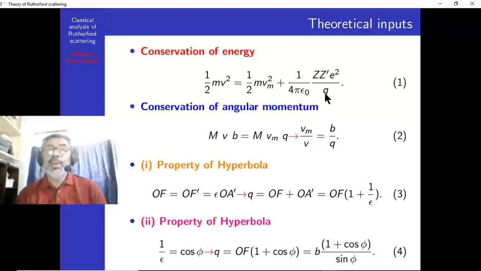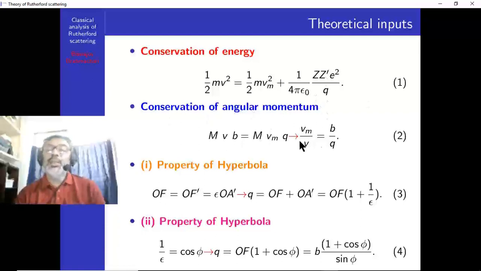So Coulomb potential is used for the repulsion between the alpha particle and the nucleus. This is Coulomb scattering. Rutherford scattering is also called Coulomb scattering. And this Z prime is 2 for the alpha particle, but at the moment let us keep Z prime as Z prime, and at the end we will substitute Z prime equal to 2.